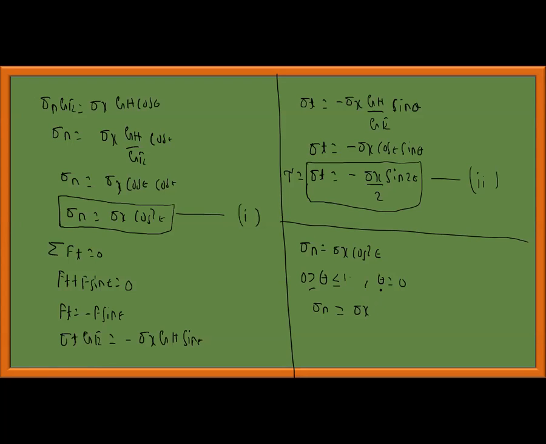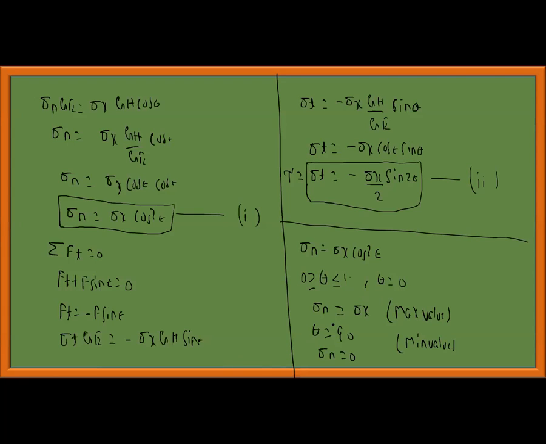There are three principal stresses. For theta equal to 0, this is the maximum value. The minimum value is nothing but 0 only. That is for theta equal to 90, where sigma n is equal to 0.